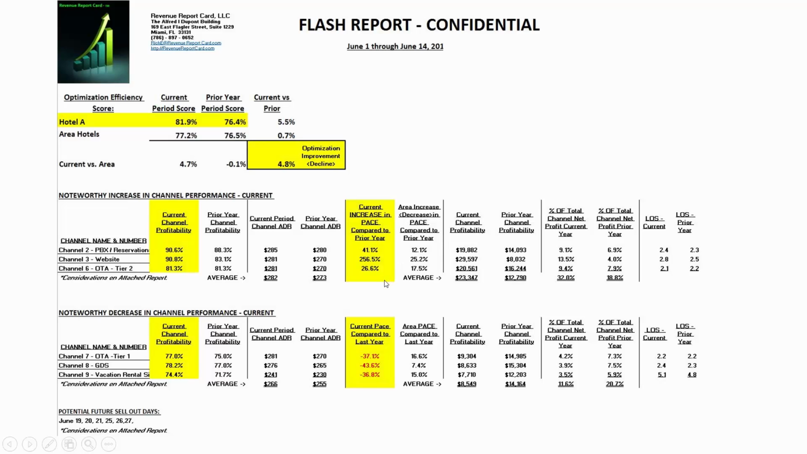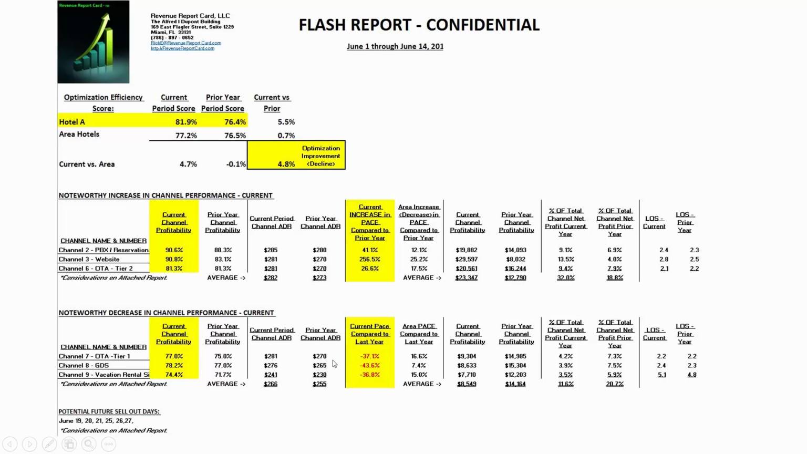Now, this hotel, remember, is a client of ours and has been for a while, so it's really the perfect scenario to present, because they have, in fact, replaced these channels after receiving some of our reports. And you can see these channels were a little less profitable, where the OTA Tier 1 was 77%, GDS 78%, and so on and so forth. And you can see that compared to last year, they have gone down in their use.